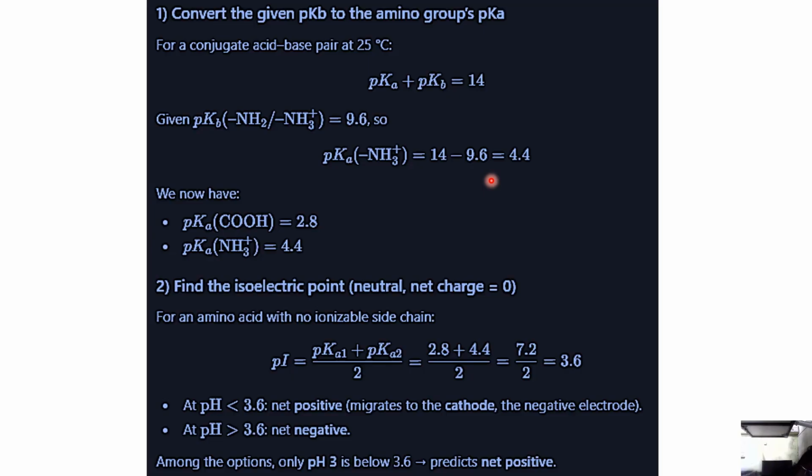So coming to the question that we started with, for a conjugate acid base pair at 25 degrees Celsius, pKa plus pKb will be 14. So if pKb is 9.6, pKa will be 14 minus 9.6, which is 4.4. So basically we now have pKa of COOH as 2.8 and pKa of NH3 will be 4.4.